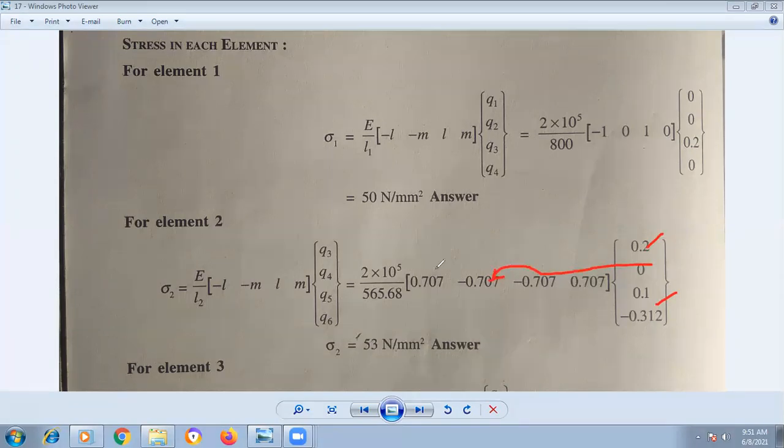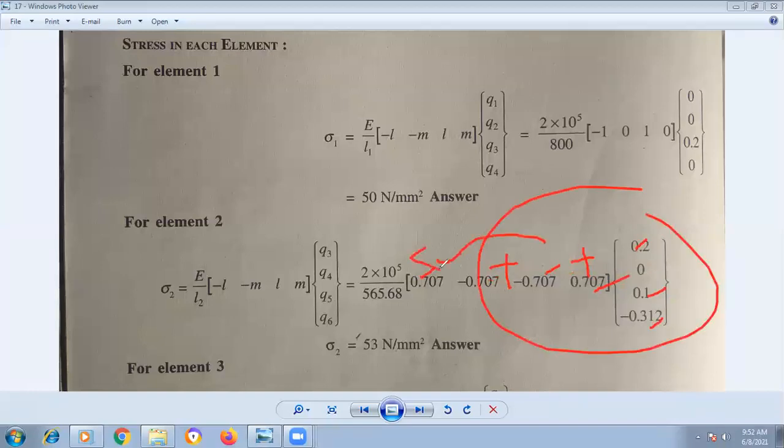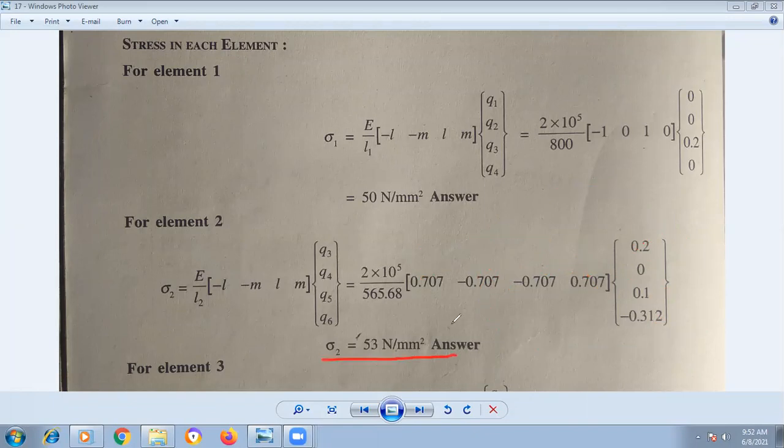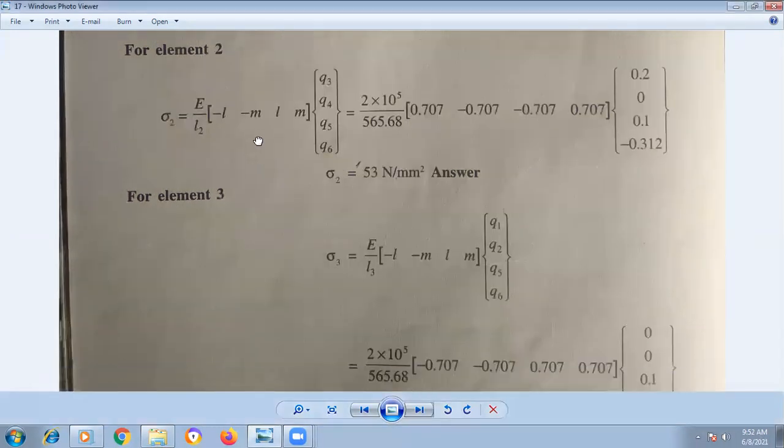How to multiply? 0.707 into 0.2 plus minus 0.707 into 0.1 plus 0.707 into minus 0.312. The whole thing you multiply with 2 into 10 raised to 5 and divide it by 565. Stress in the second element will be 53 Newton per millimeter square.